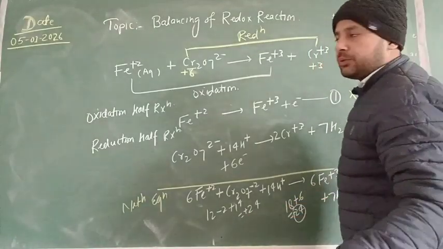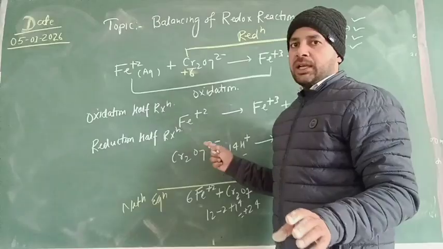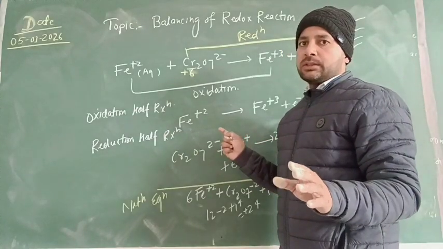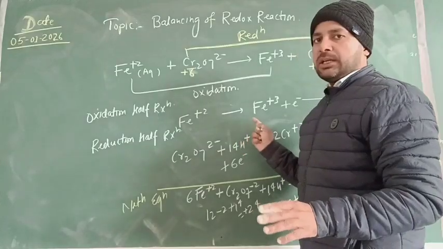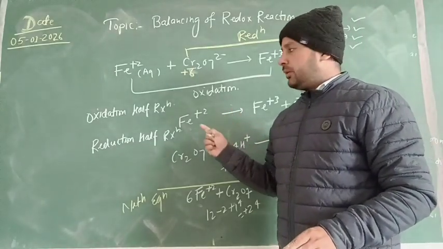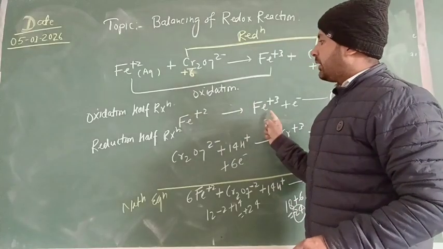Okay. What we have to do first is divide an equation into 2 halves. Before that, we have to identify where oxidation is happening and where reduction is happening. Then we have to divide the equation into 2 halves, the oxidation half and the reduction half.